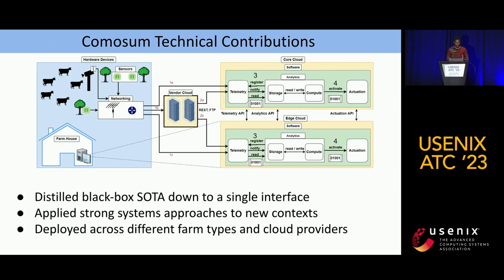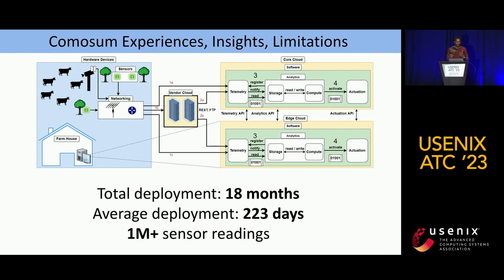In terms of technical contributions, we distilled black box state-of-the-art systems down to classical ideas and into a single interface. We applied and advanced the state-of-the-art approaches to a new portfolio of system challenges that have not been seen before. And we showed that the system can be deployed across farm types and cloud providers and can tolerate intermittent failures. So then concretely, we described 18 months of deployment experiences with Comosum and their practical insights and limitations as they relate to extensibility to new digital agriculture vendors, reconfigurability in the cloud, and failure recovery.